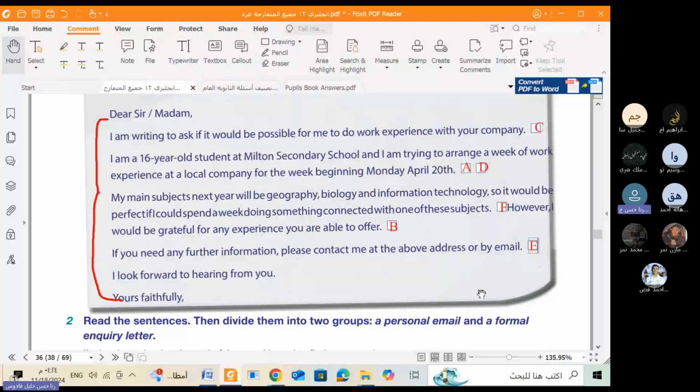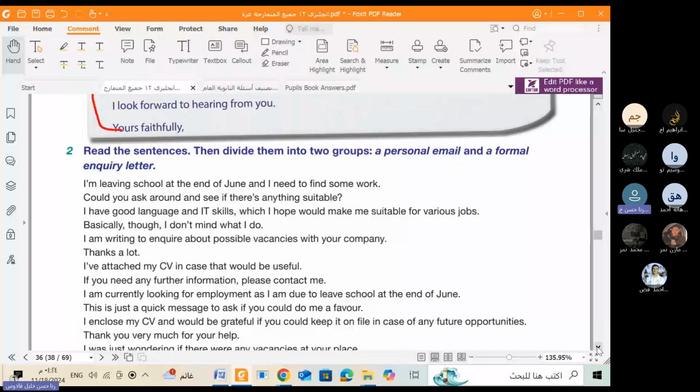Maybe you change your age, you change the dates in which you are interested in having the work experience. Maybe you change the subjects, the main subjects that you study at school, but the other things can be repeated in your letter. Okay? Now we have question number 2. Read it, please, Ibrahim.